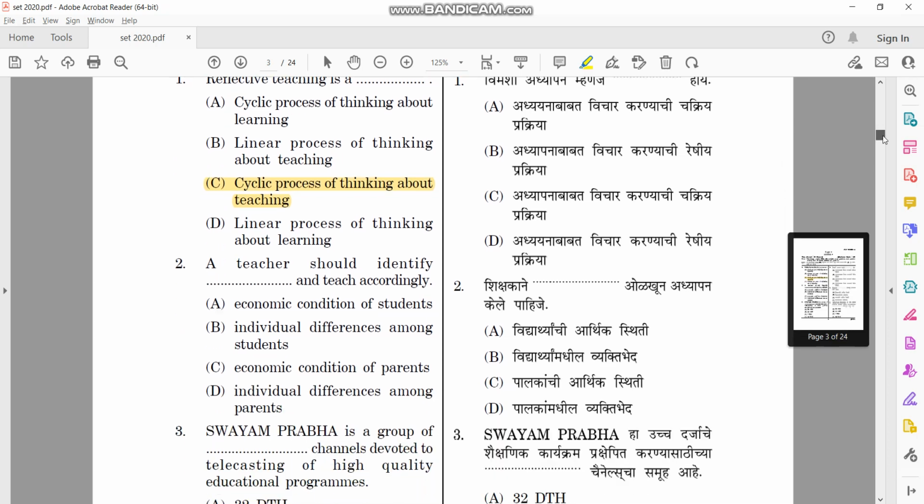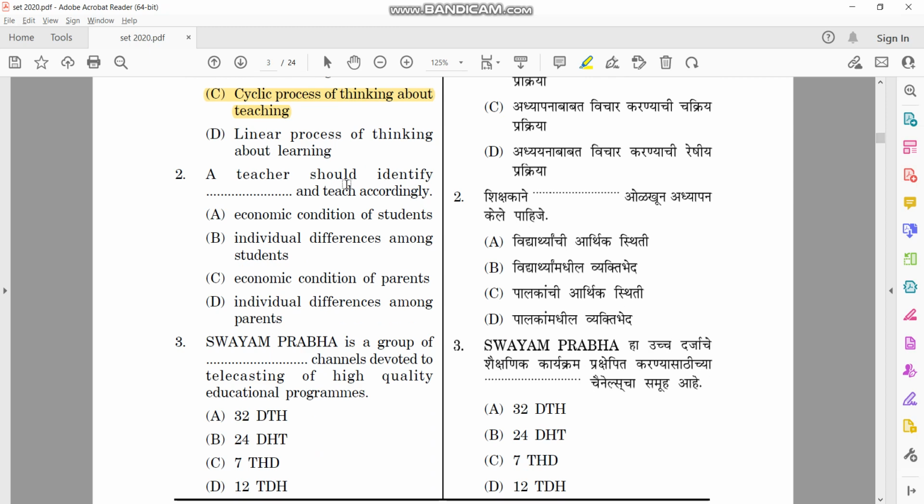Next question. A teacher should identify dash and teach accordingly. Options are economic condition of the student, individual differences among the students, economic condition of the parents, individual differences among parents. So if you see here, economic condition doesn't matter, parents is not going to matter. Only the thing is individual differences among the students. This is the correct answer.